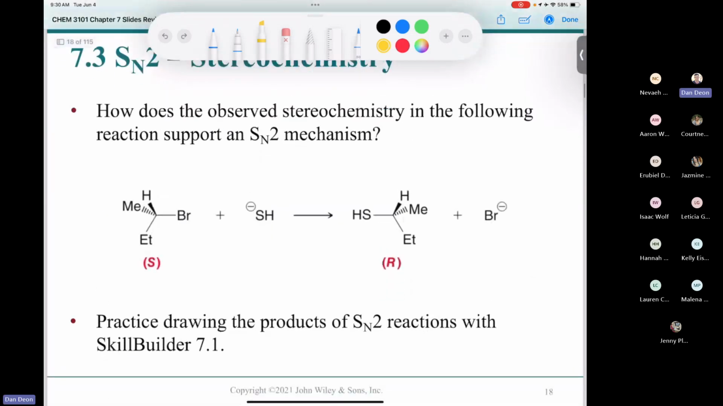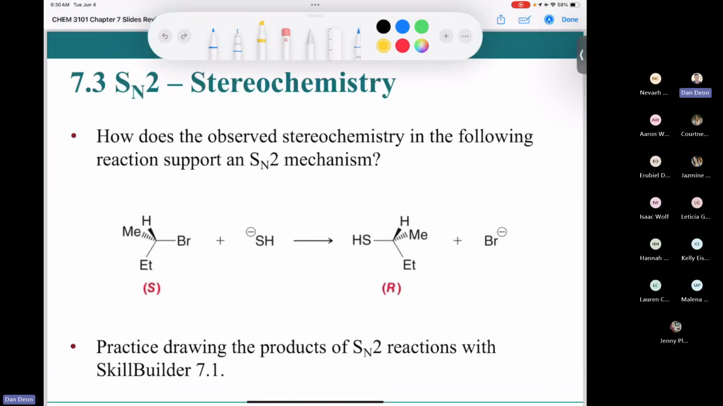So it says, how does the observed stereochemistry in the following reaction support an SN2 mechanism? So you know that the nucleophilic attack and the loss of leaving group are occurring simultaneously, right? This is a concerted mechanism. So here we have our sulfhydryl ion here, okay? It is our nucleophile and it is attacking. Now, what you notice is that the stereochemistry is changing from S to R. We're actually inverting the stereocenter. Well, why would that be?